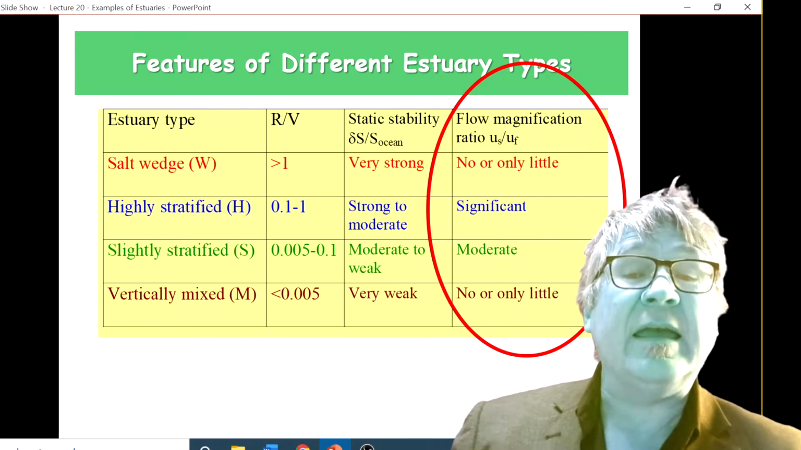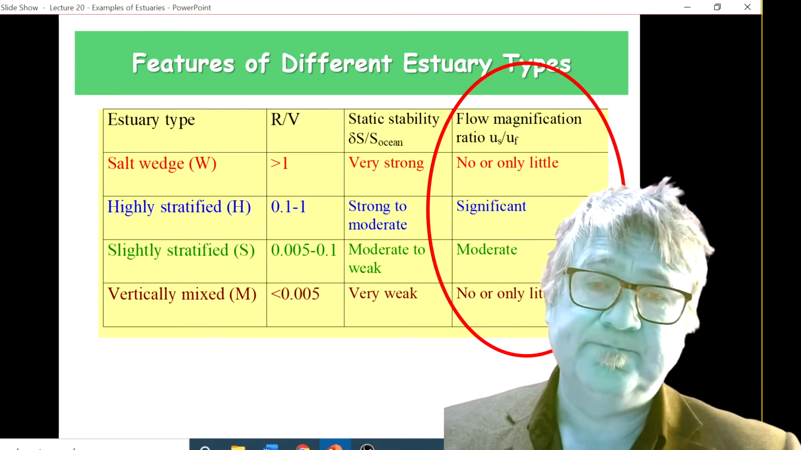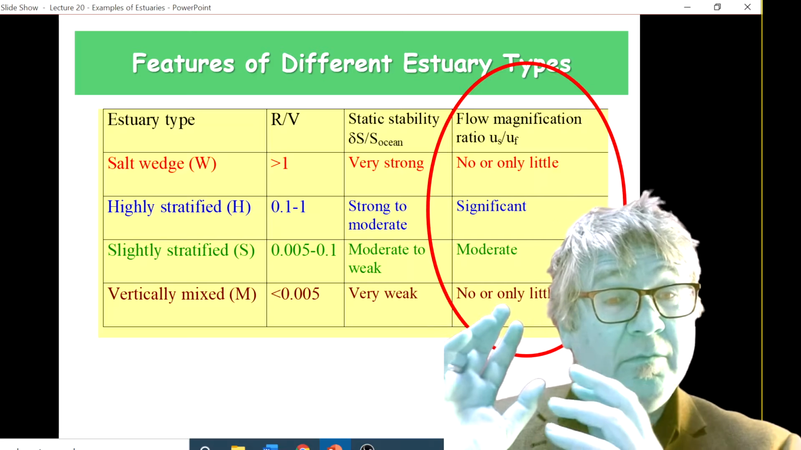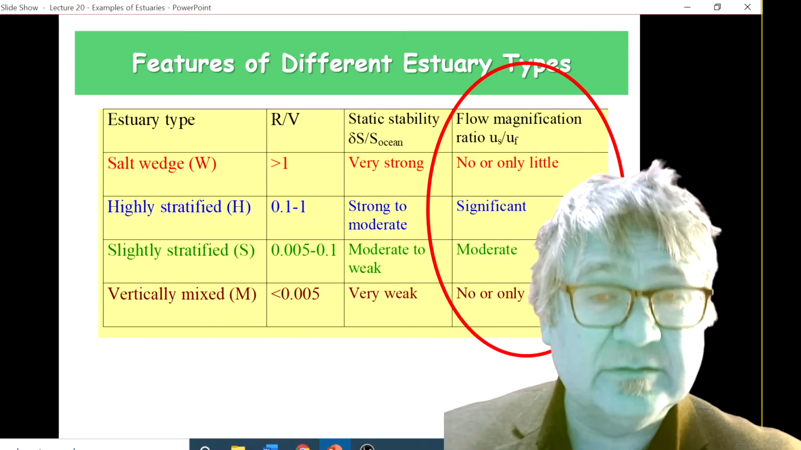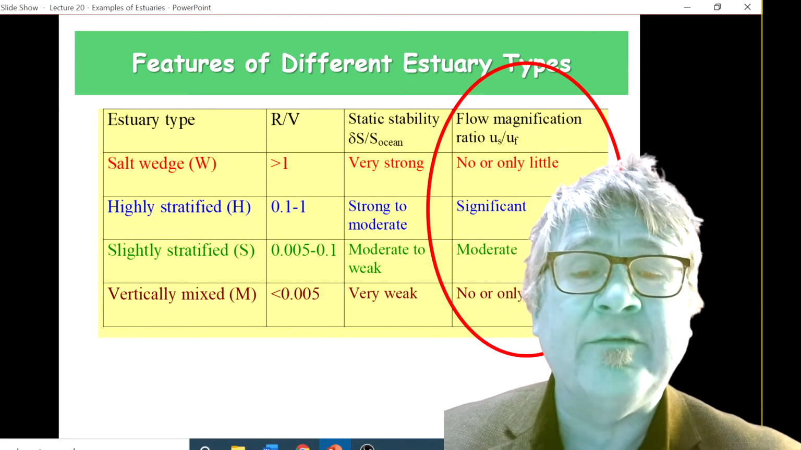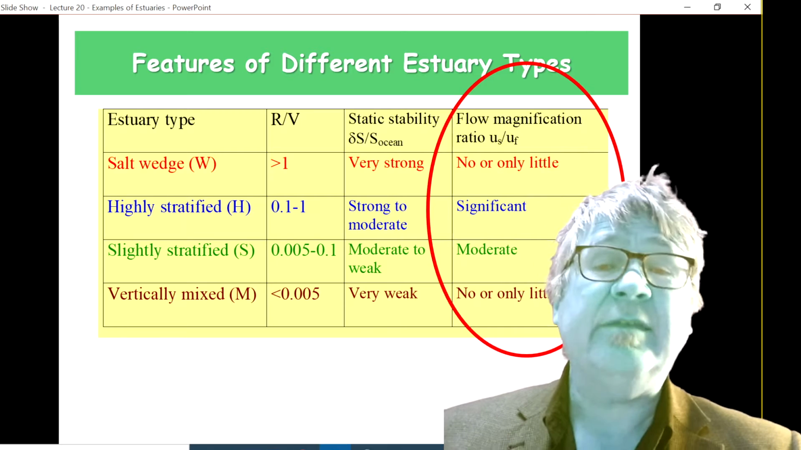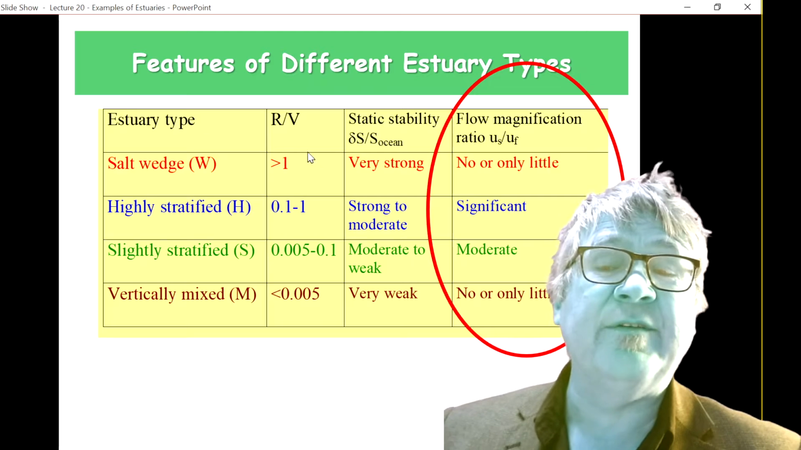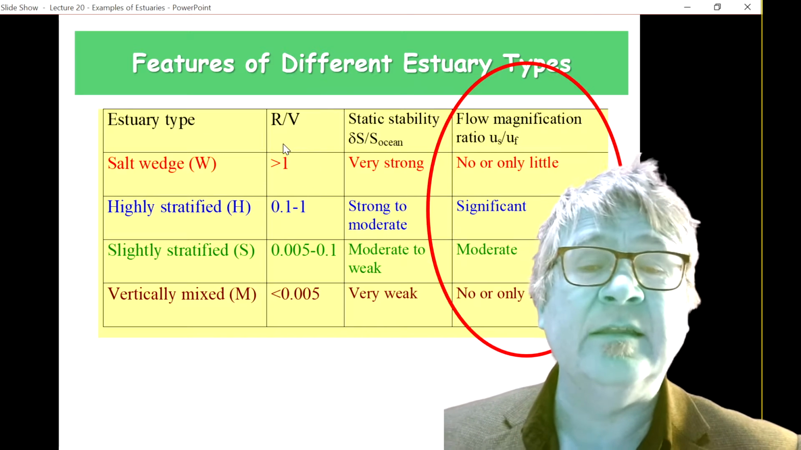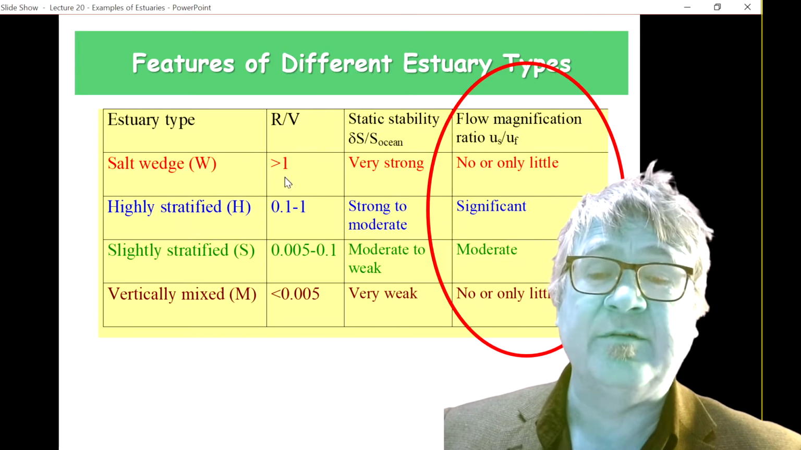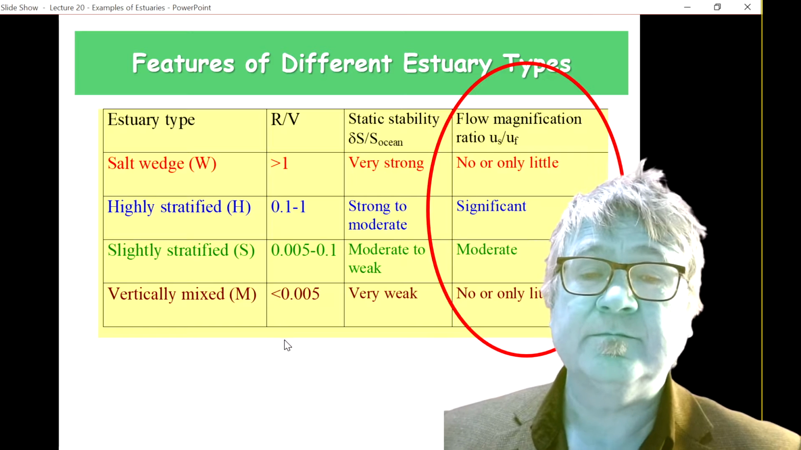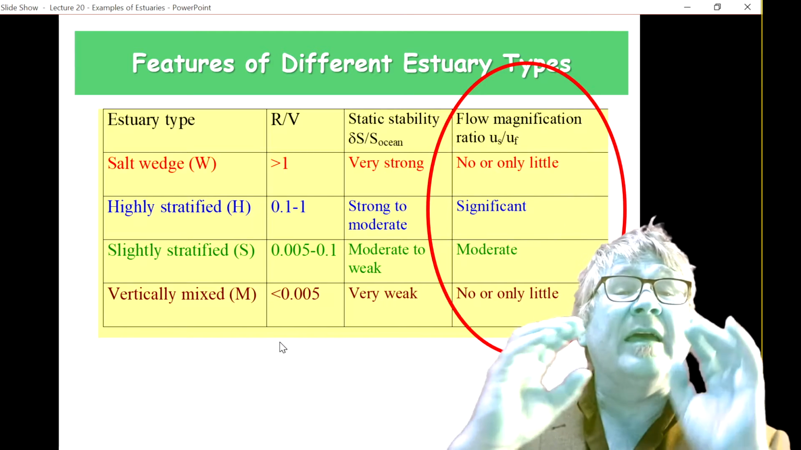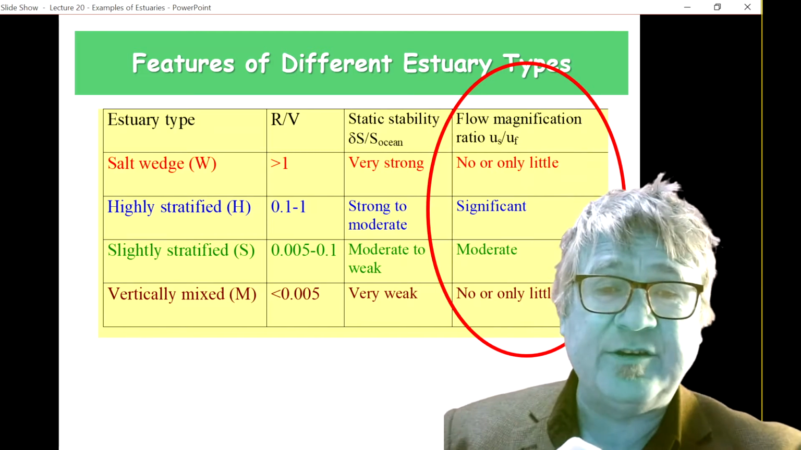We can allocate R over V ratios. Okay, if you don't know what that is, you have to watch some of the previous videos. The R over V ratio decreases as you move down. So you have the largest value for salt wedge, and then the R over V ratio decreases as you go down. Okay? You can also look at the salinity stratification.